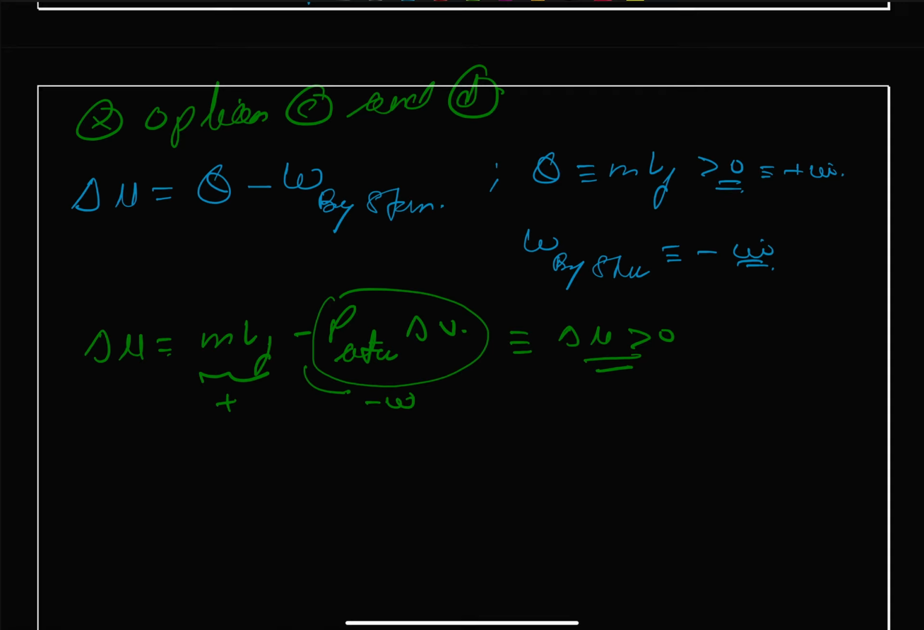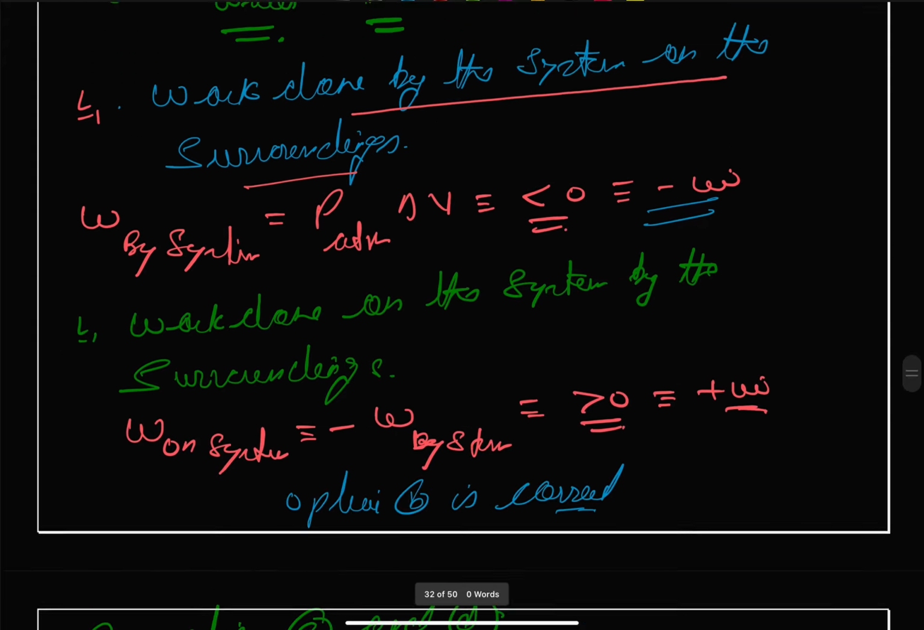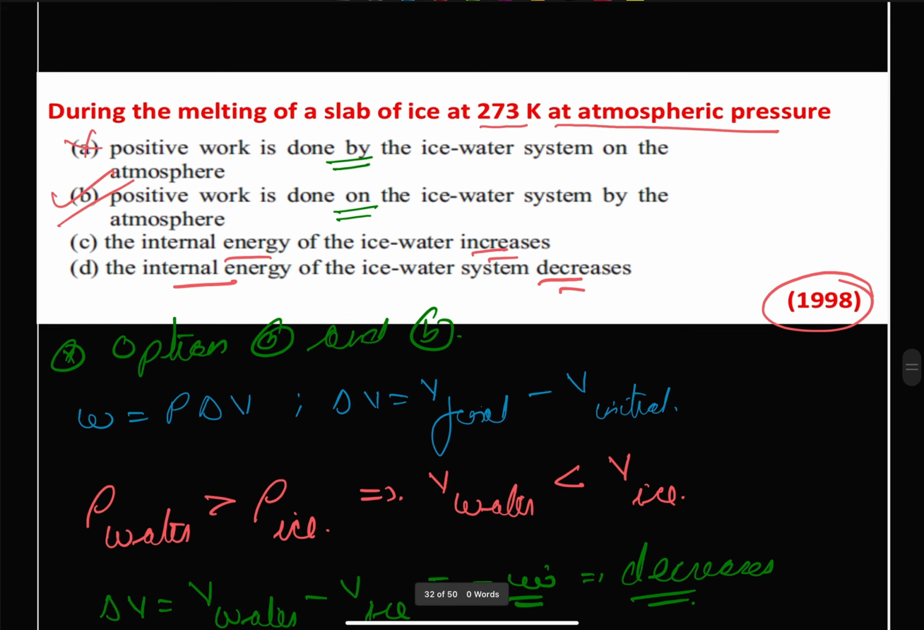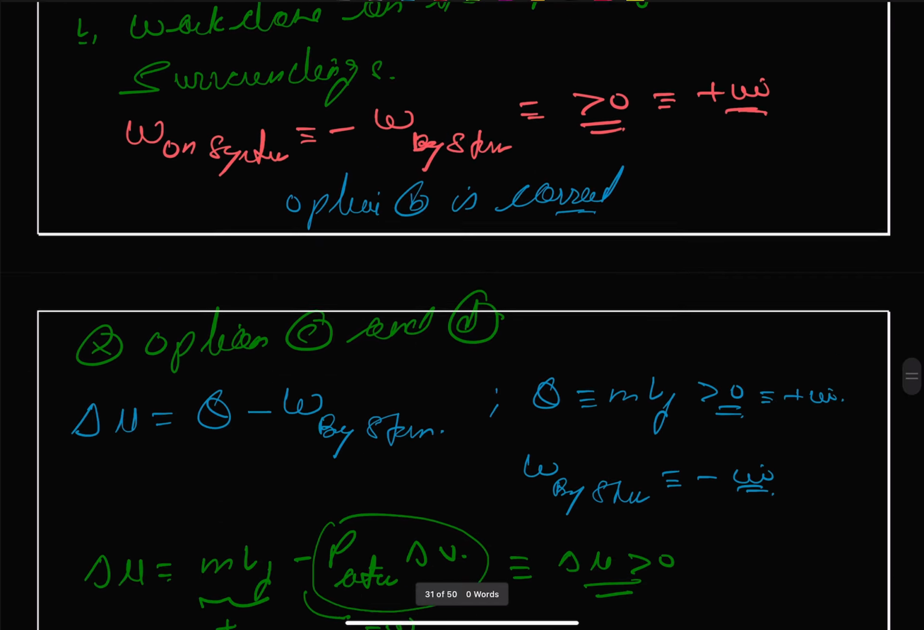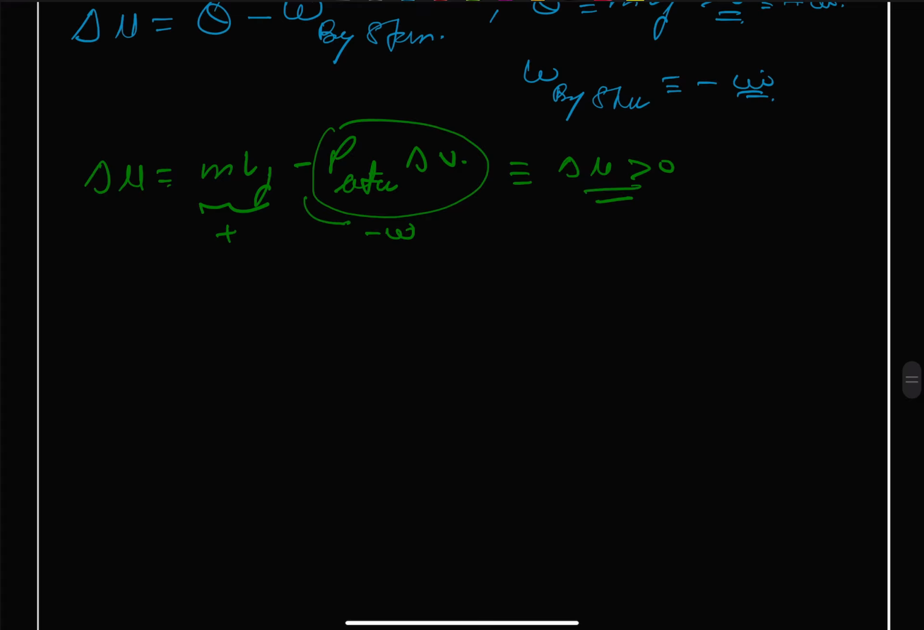And so delta U is positive. I think that's all. Okay. So it is going to increase. Option C is correct and D is incorrect. Option C is correct. Next question.